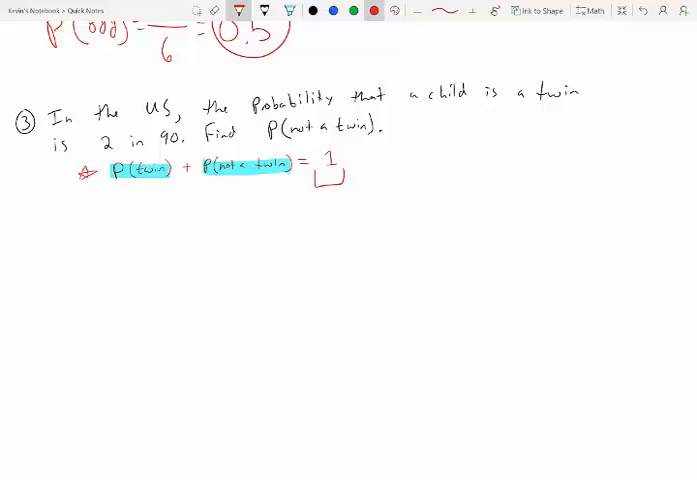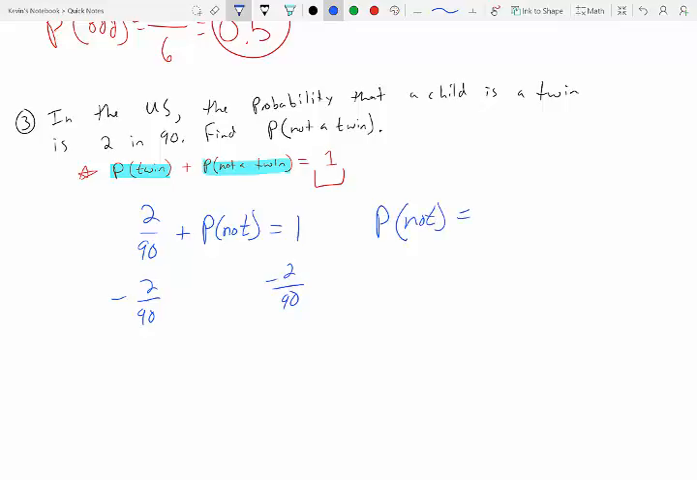So in the US, the probability that a child is a twin is 2 in 90. So find the probability of not a twin. So the probability of them being a twin is 2 over 90, plus the probability of not, and that's going to get us 1. So if we rearrange this, we just subtract the 2 over 90 from both sides. We're going to get the probability of them not being a twin equals 1 minus 2 over 90.